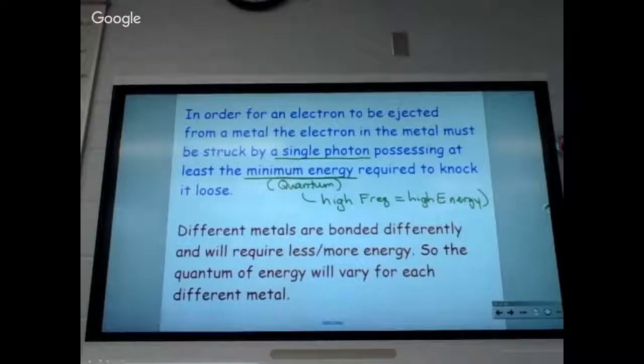Different metals bond differently. They will require different energies. Their quantums will vary for every different metal. They're not going to require the same quantum of energy. They're not going to require the same frequency. Okay? Does that make sense?